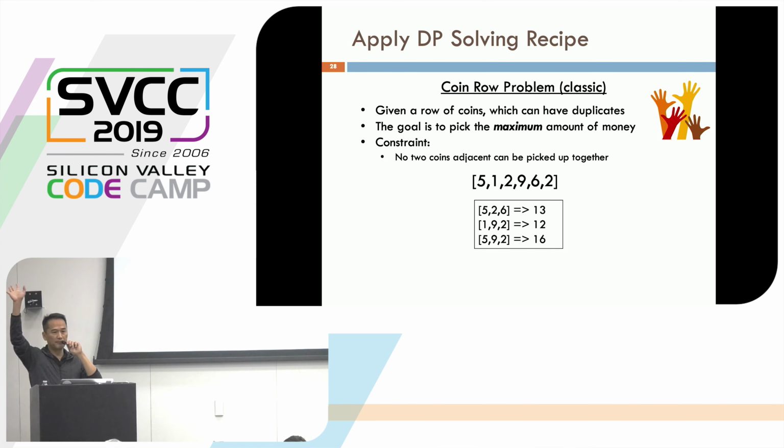How many of you have seen this problem before? All right, only a few of you, okay. So the problem says, given a row of coins, which can have duplicates, our goal is to pick the maximum amount of money from this row of coins. You see the word maximum, okay, hey, that's an optimization problem. The constraint that's given is no two adjacent coins can be picked up together.